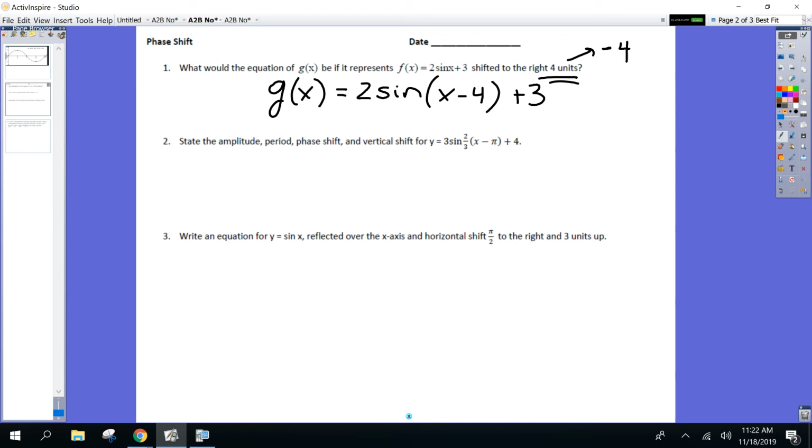Questions from you guys? Okay. Oh, we got a lot here. There's the equation. Let me start with the amplitude.